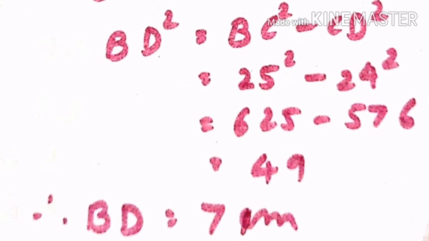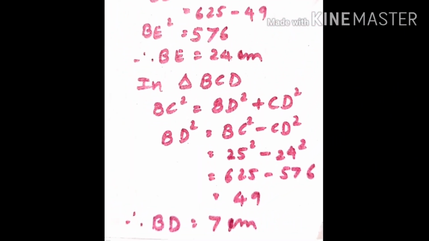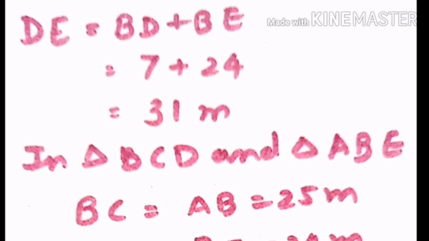So here they asked to get the value of DE. Now what is DE? That is the whole side obtained by adding BD and BE. So now adding BD and BE to get our DE value, which is 7 plus 24. So the total is 31 meter, which is our first answer.